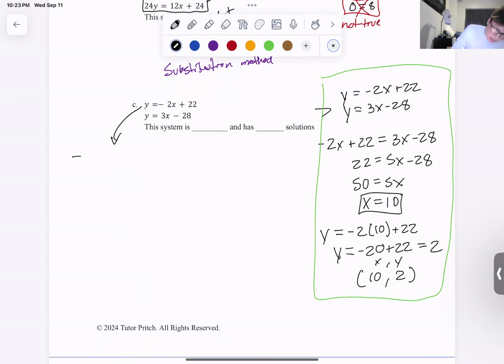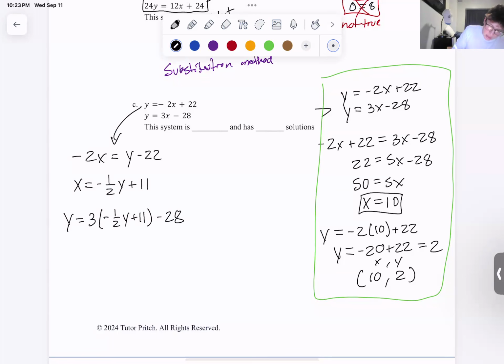So let's just say negative 2x equals y minus 22, divide by negative 2, x equals negative 1/2 y plus 11. And then plug that in, y equals 3 times (negative 1/2 y plus 11) minus 28. And okay, that's what Grace Davis caught on to. So on this part, I forgot to subtract the 28. So y equals negative 3 over 2 y plus 33 minus 28.